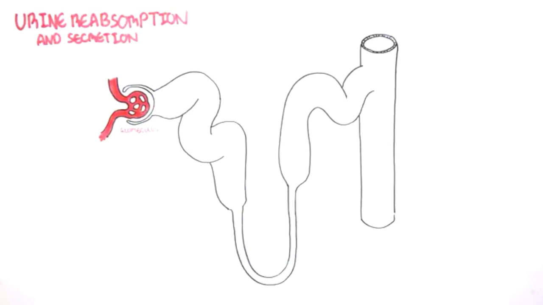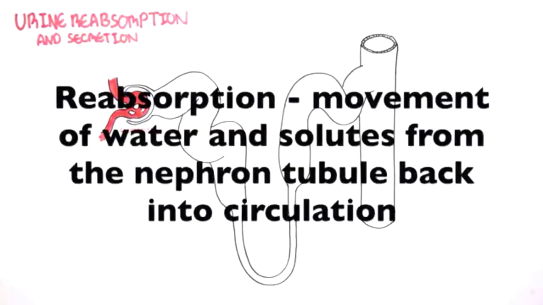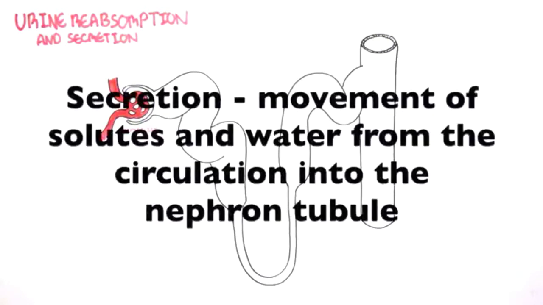It's important to understand some terminology though. Reabsorption refers to the movement of water and solutes from the nephron back into circulation. Secretion is the movement of solutes from circulation back inside the nephron tubule.